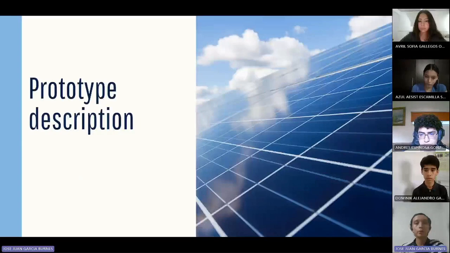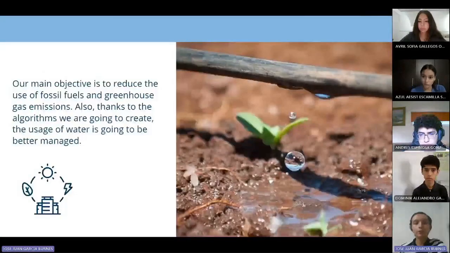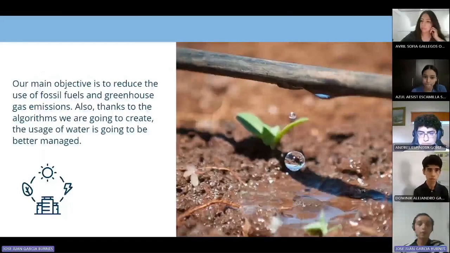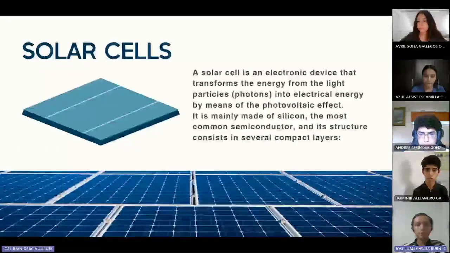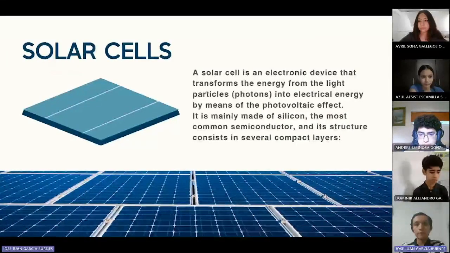Now we're going to talk about the product description. Our main objective is to reduce the use of fossil fuels and to promote the use of renewable energies with solar energy. We will obtain it with solar cells, which are devices that transform the energy from light particles, like photons, into electrical energy by means of the photovoltaic effect.